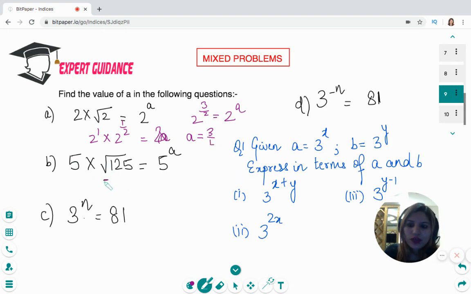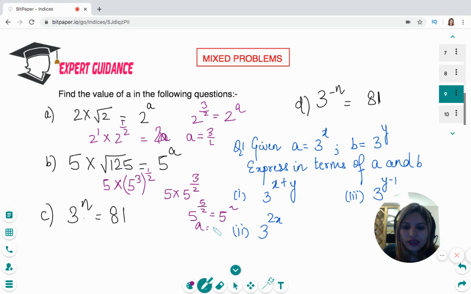Let's try another question. 5 times 125. Now, 125 can be written as 5 cubed to the power a half, right? 125 is 5 cubed and square root is a half, which means we have written 5 times 5 to the power 3 over 2. Now, since the bases are the same, we can add the powers. So 1 plus 3 over 2 is 5 over 2, so 5 times 5 to the power 3 over 2 equals 5 to the power a. So the value of a is 5 over 2. Okay, so I hope this is clear to you.